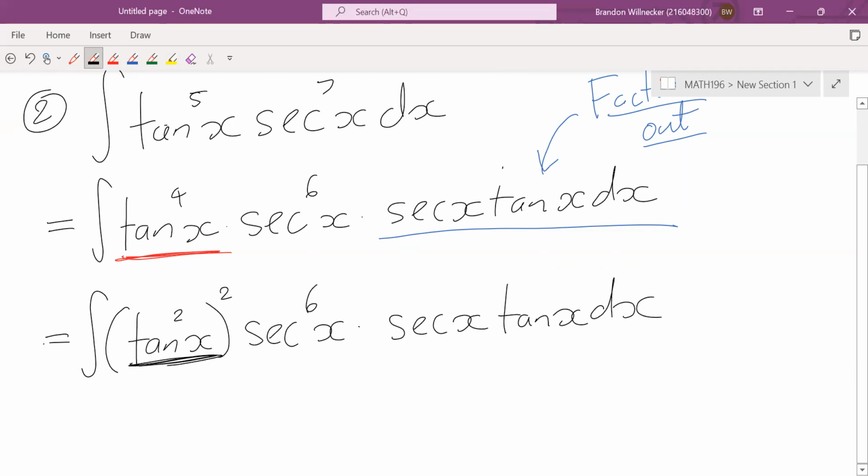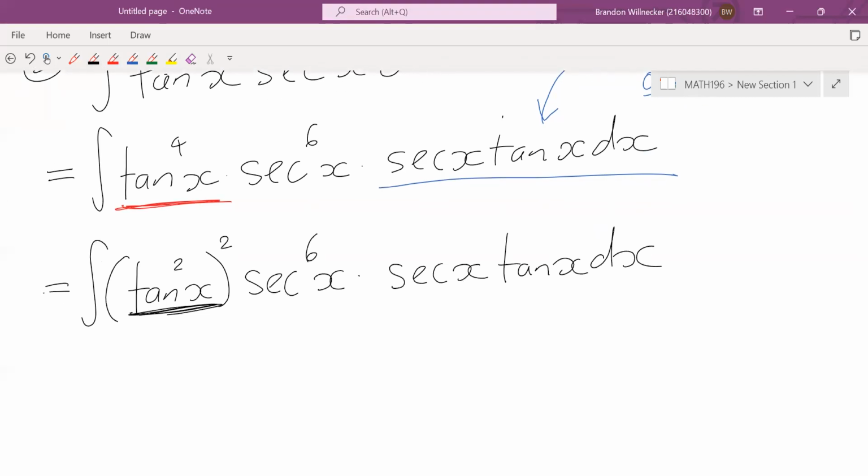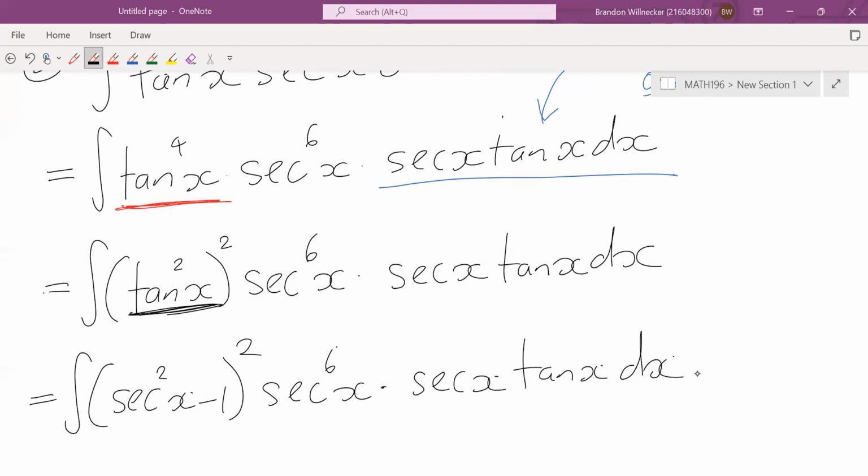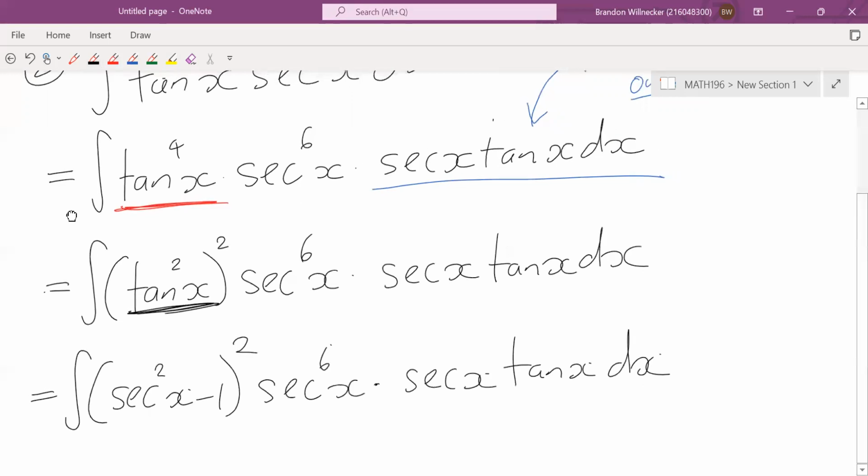Okay, now tan squared, we can change into something with sec. So remember the trig identity, 1 plus tan squared is sec squared. So that means tan squared can be written as sec squared minus 1. Okay, but all of this is squared. And then the third step told us to do the U substitution, U equals sec x. So let's do that.